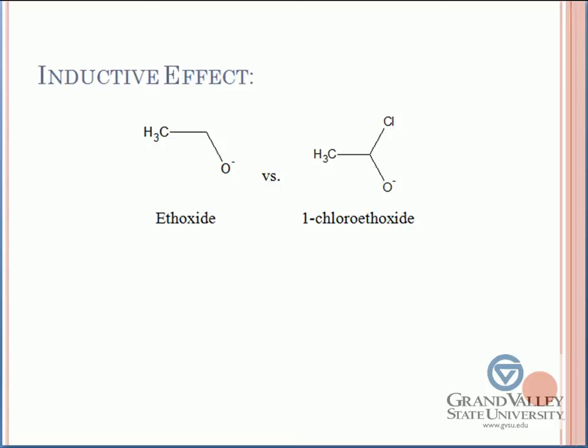The availability of electrons for donation to a proton can also be affected by the presence of an electronegative element in the vicinity of the basic site. For example, compare ethoxide and 1-chloroethoxide. The electronegative chlorine atom in the 1-chloroethoxide can pull electrons towards itself through the covalent bonds. This will make the electrons on the oxygen in the 1-chloroethoxide less available to form a bond to H+, and thus 1-chloroethoxide will be the weaker base. This is called the inductive effect.